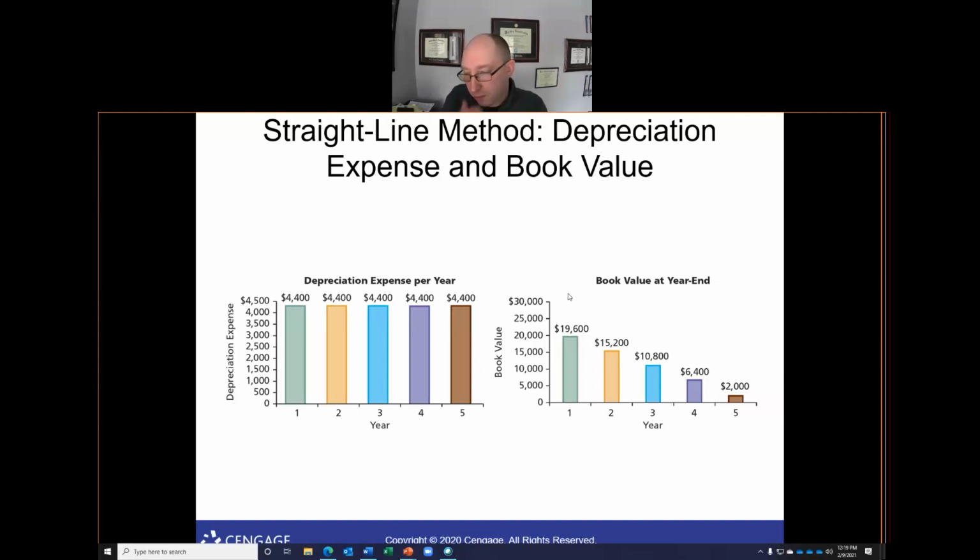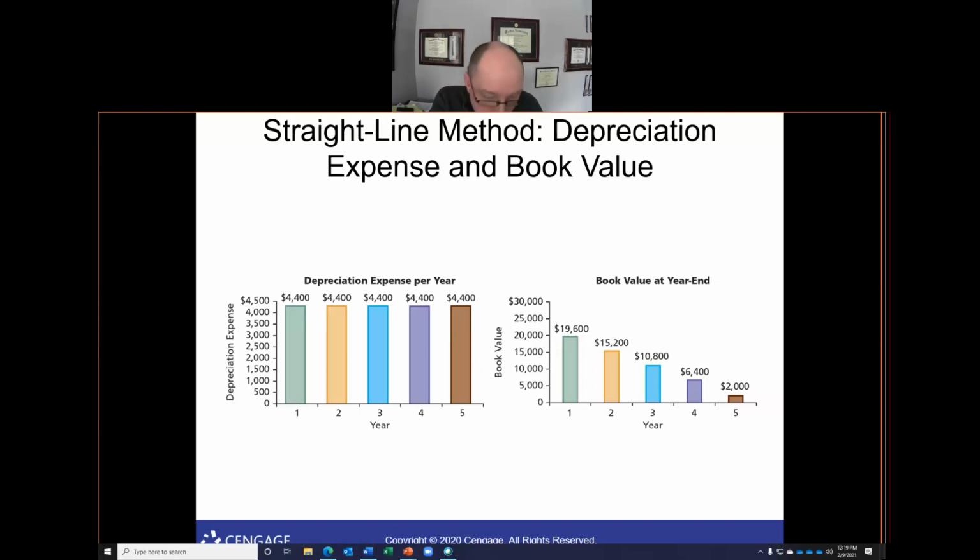The initial cost of the forklift was $24,000. 24,000 minus 4,400 is 19,600. Then 19,600 minus 4,400 is 15,200. 15,200 minus 4,400 is 10,800. 10,800 minus 4,400 is 6,400. 6,400 minus 4,400 is 2,000. We see at the end of year 5, the forklift is worth $2,000. That is the same as the residual value.